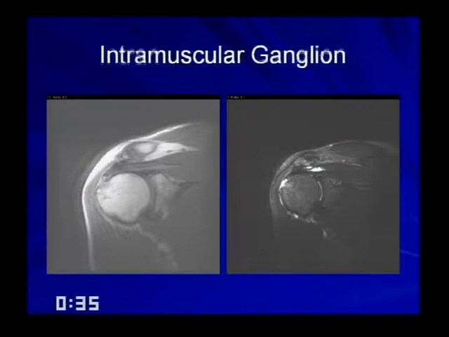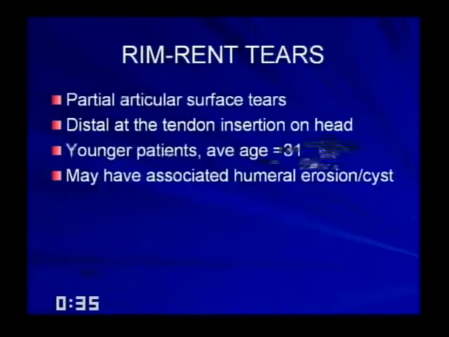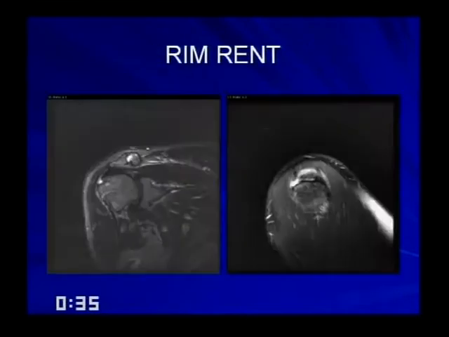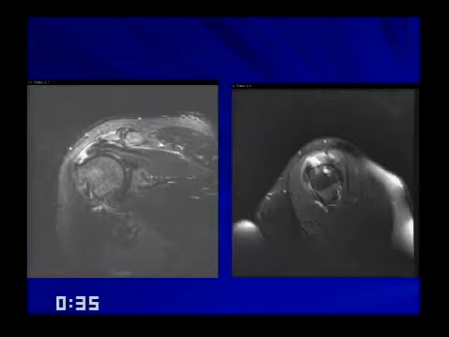Intramuscular ganglion associated with labral tear, with rotator cuff tears. And when you see this, look very hard for the rotator cuff tear. Rent tears, I said, are young patients that are very much at the insertion. And another tear, and full thickness tear. Again, full thickness tear.